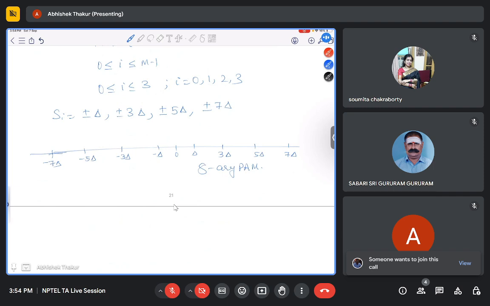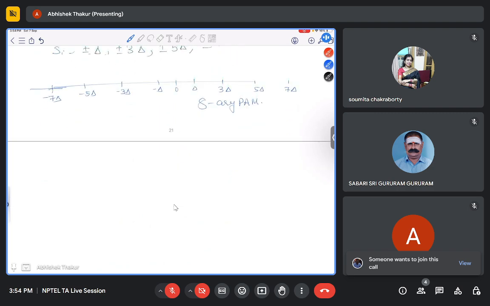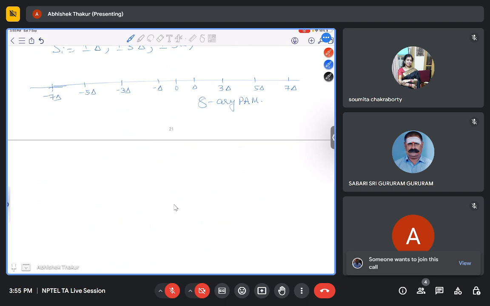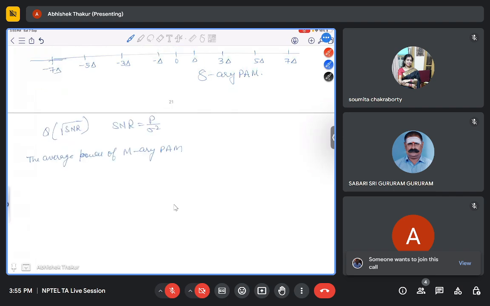So now we have to find the average symbol power P of this constellation diagram. Because how do we find the bit error rate? Q function of SNR. So SNR is equal to signal power by noise power. So we also have to find the average power of this M-array PAM of the given constellation.